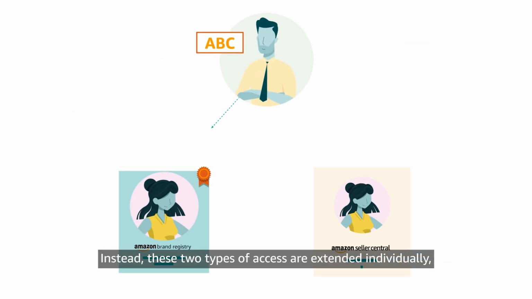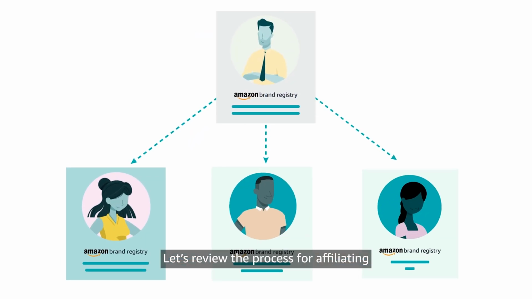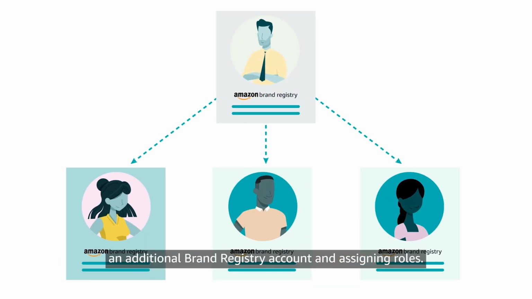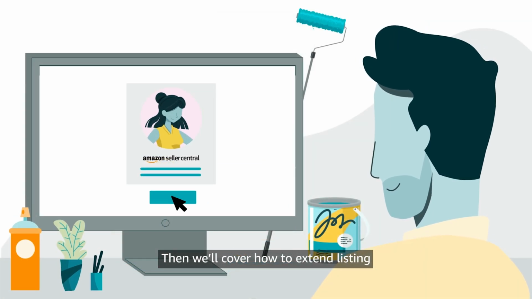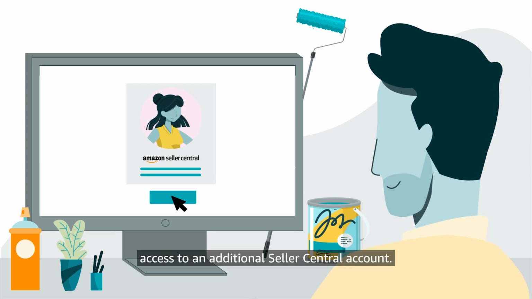Instead, these two types of access are extended individually, and a seller can choose to provide one, the other, or both. Let's review the process for affiliating an additional brand registry account and assigning roles. Then we'll cover how to extend listing privileges and selling benefits access to an additional Seller Central account.